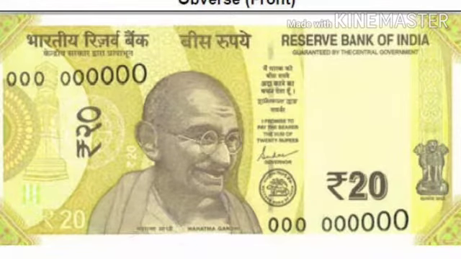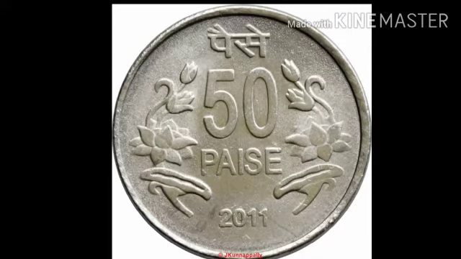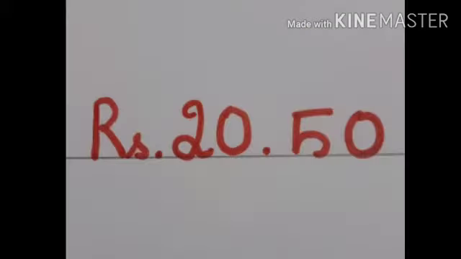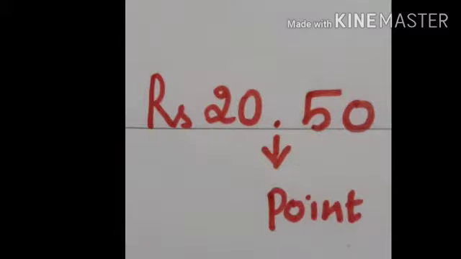What do you see in this picture? Yes, it is 20 rupees. What do you see in the next picture? Yes, it is 50 paise. Now students, how much do we have now? Yes, it is 20 rupees 50 paise. How do you write it in numerical form? It is rupees 20.50. Here we have to use the decimal point to separate the paise.